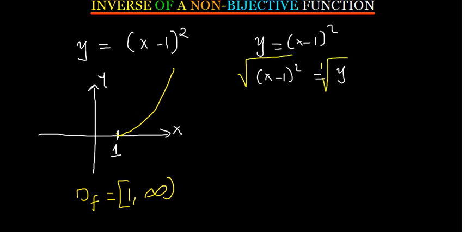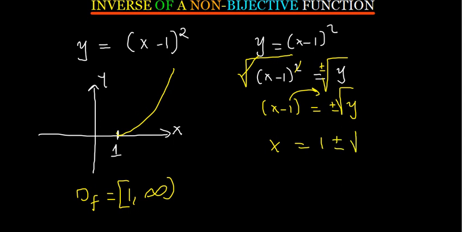Remember, square rooting brings positive or negative, so the root and the square cancel. We are going to have x minus 1 is equal to positive or negative square root of y. I'm going to take the 1 to the other side. So x is going to be 1 plus or minus the square root of y.